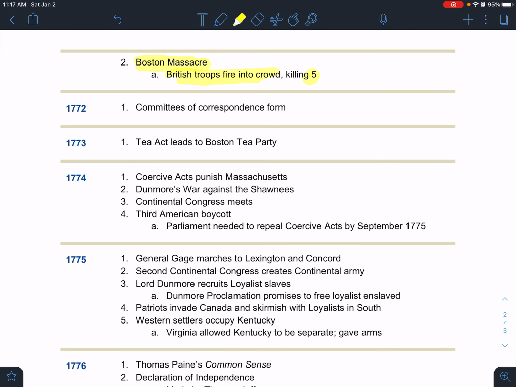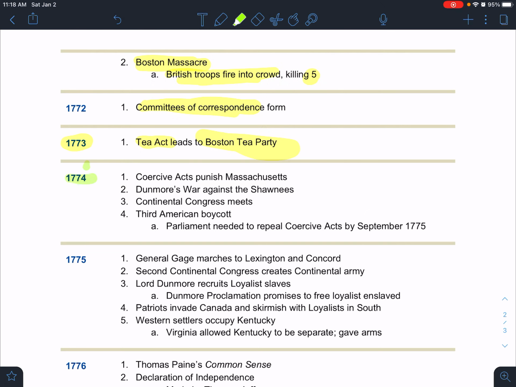In 1772, the Committees of Correspondence formed to be able to organize boycotting and generally make laws for themselves and separate themselves slightly from Britain. In 1773, the Tea Act lowers the price of tea to be able to stop smugglers, but this causes the Boston Tea Party, which is Americans dressing up as natives and throwing tea into the ocean.